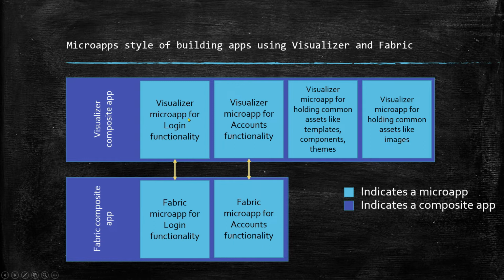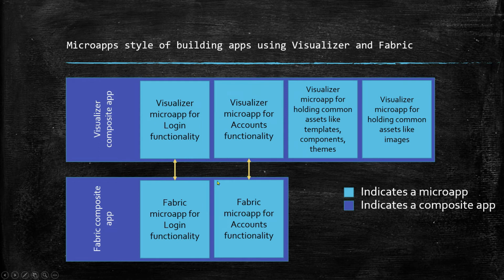And corresponding to each Visualiser project that we are building inside Visualiser, as part of Fabric, we would create individual Fabric apps. An individual Fabric app would contain only the identity services that are related to the login functionality. And these identity services that are part of the login Fabric app would be consumed by the Visualiser app that is built for having the login functionality inside it.